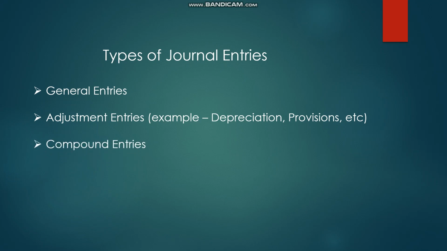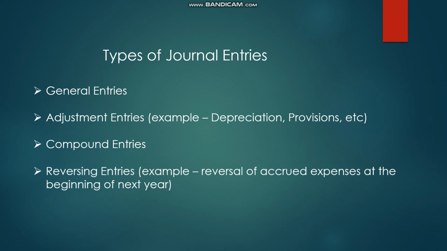Compound entries. Compound entries are the complex entries where a journal can have more than two lines. For example, you are paying salaries as well as rent in one single transaction. So there will be two debits, salary account debit, rent account debit, and you are paying it in cash, so cash account credit. So it has three lines of entry. So they can be called compound entries.